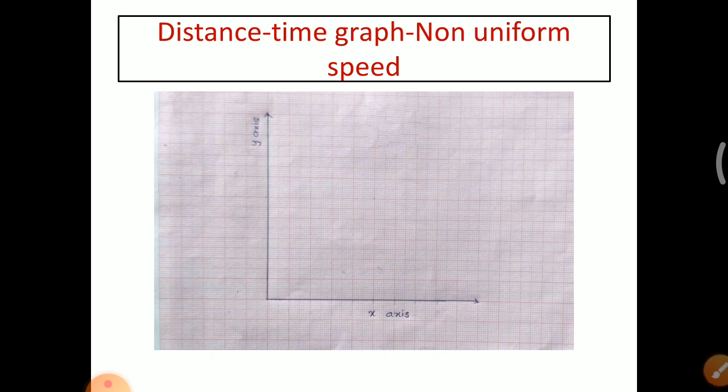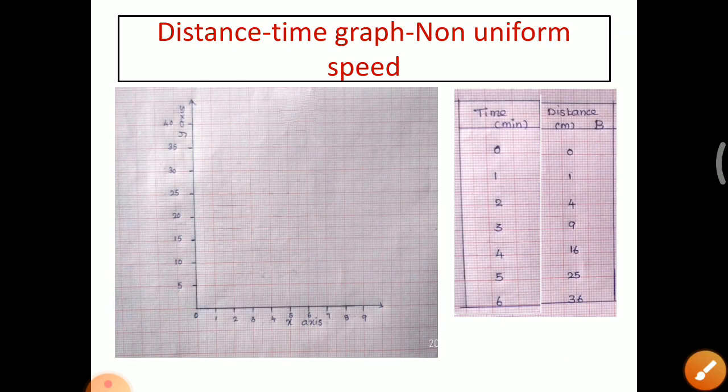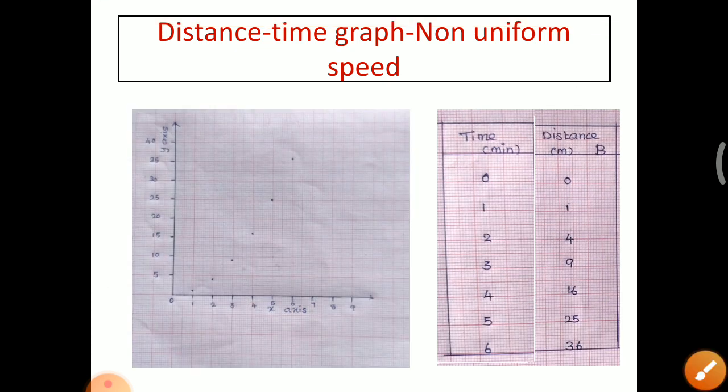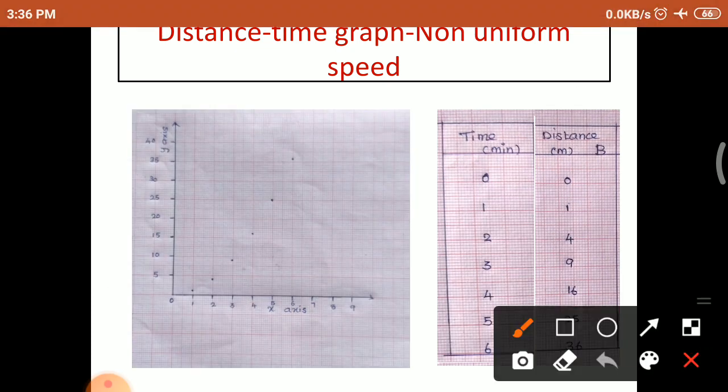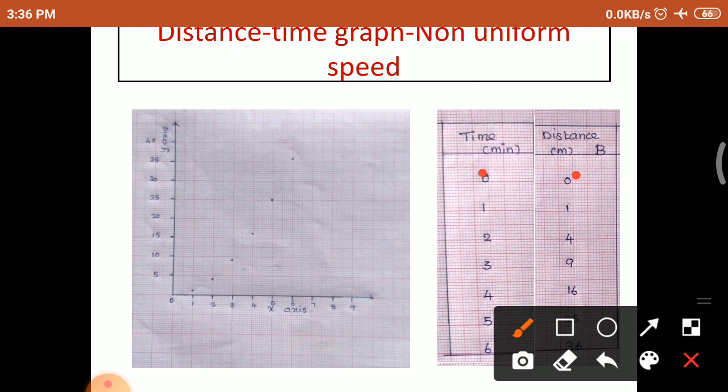The same thing, you have to take a graph and draw the x-axis and y-axis. Then write time on the x-axis, distance on the y-axis, and then mark the points. This is a tabular column. Using this tabular column you can mark the points. See here, I marked at time 0 the distance 0. So the first point here, time 0, distance 0. So this is 0. When time is 1, distance is also 1.